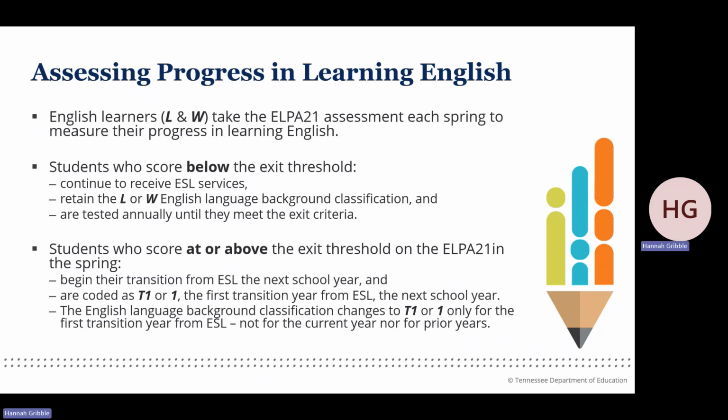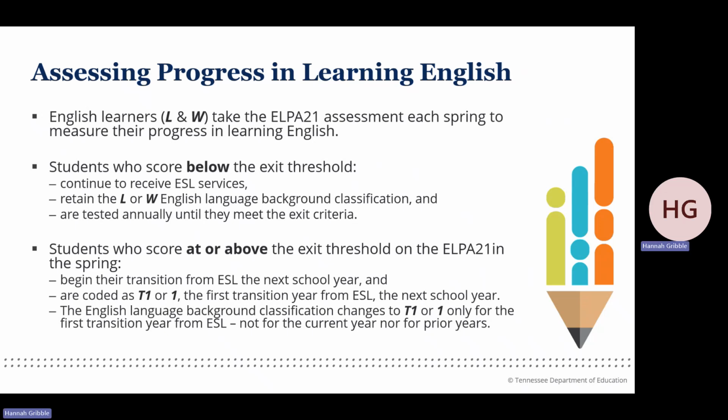Yearly, Tennessee requires that we assess progress in learning English. English learners, those coded L and W, will take the ELPA 21 assessment each spring to measure their progress in learning English. Students who score below the exit threshold continue to receive ESL services and retain the L or W English language background classification and are tested annually until they meet the exit criteria.